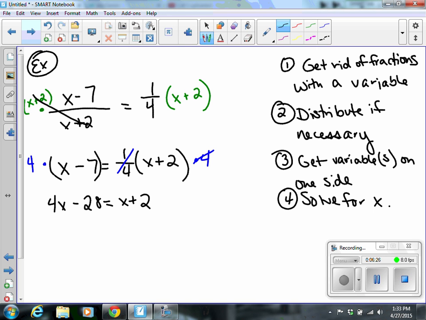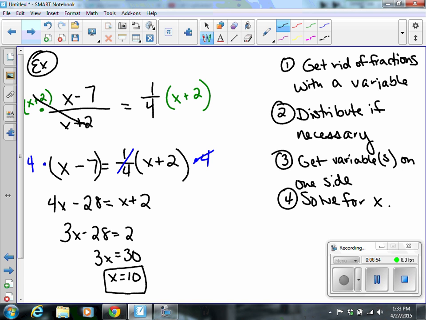Get variables on one side. I have 3x minus 28 equals 2. 3x equals 30. x equals 10. So that solve for x doesn't necessarily mean that I'm going to have to use a quadratic. I could have a linear, which is what I have in this case. And I'm just going to solve it algebraically.